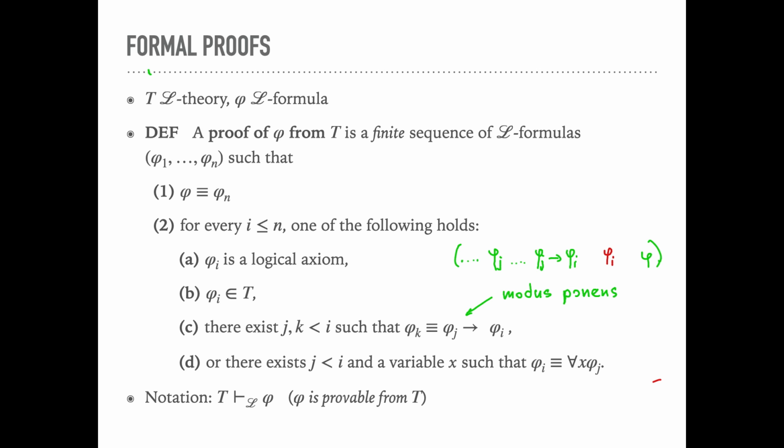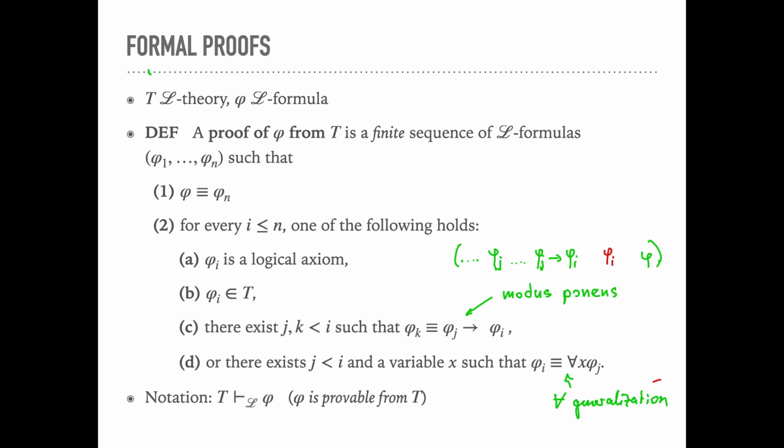The other rule that we use is the so-called universal generalization. This just says if at any point we have proved phi_j, then we can also introduce the new formula for all x, phi_j, for any variable x. So that's again a very simple syntactical rule. These are the two rules that allow us to prove or introduce new formulas that are not either an axiom or a formula in our given theory. And if we are able to find such a deductive sequence with phi being our last formula, then this is called a proof of phi from T.